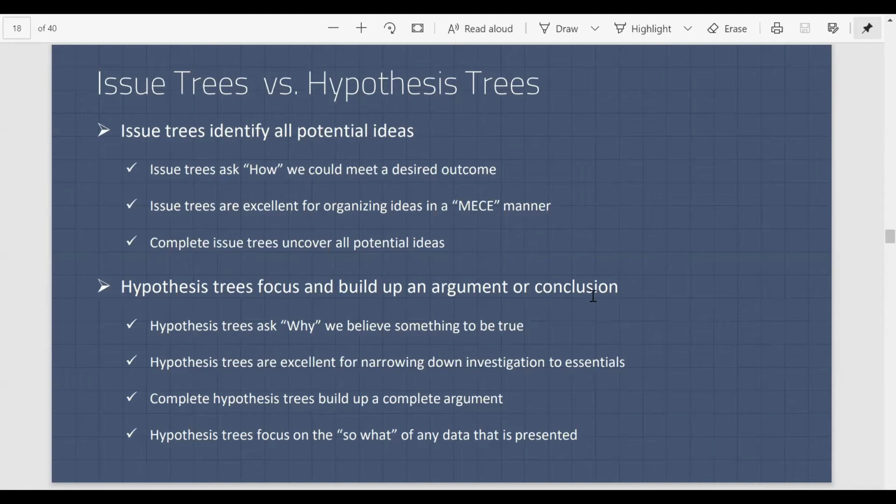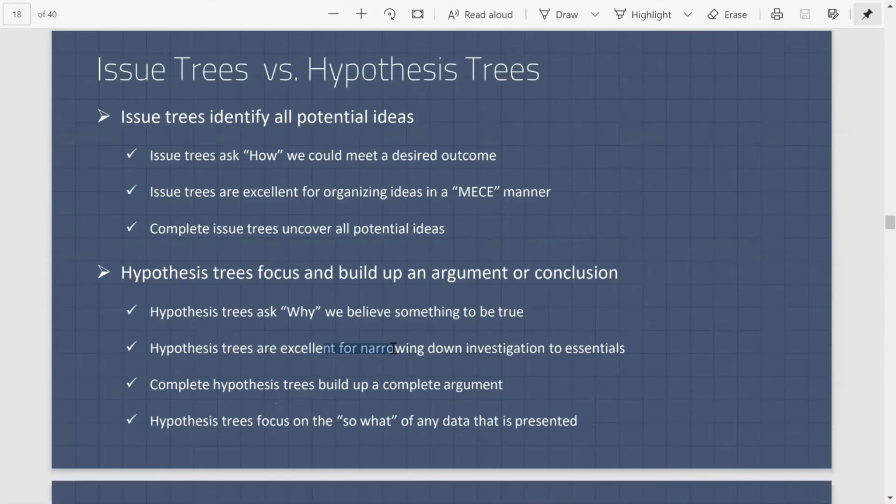Now, what is a hypothesis tree going to do? It focuses on building up an argument or conclusion on why you believe something is true. The why question. So you could ask, hey Yash, why the labor saving production process? Hypothesis trees are excellent for narrowing down the investigation to essentials. They prevent you from unnecessarily getting lost in a pool of analysis, which is also called analysis paralysis at times. You only conduct analysis which is essential to prove the hypothesis. The so what of any data that is presented is displayed in the hypothesis tree.